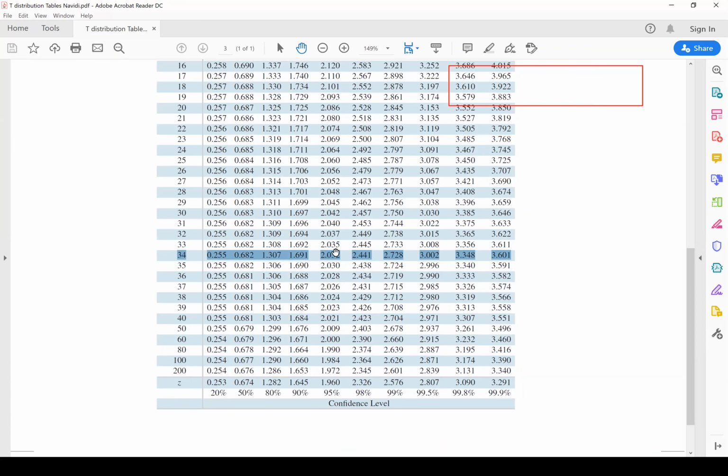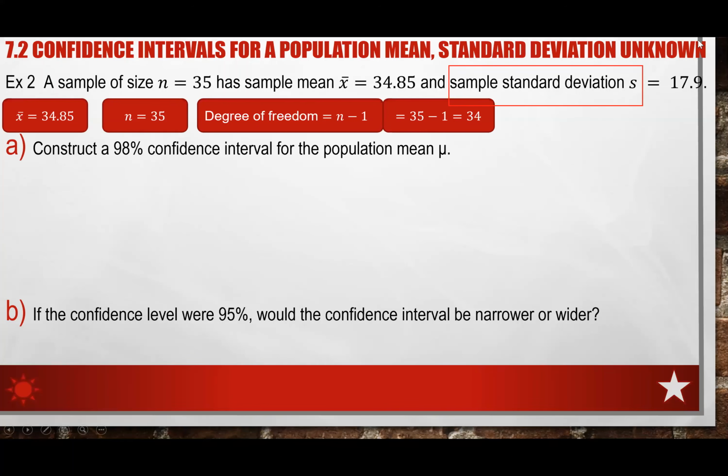That is how you find your T critical value: we need the degree of freedom, and then we need the percentage. Is it 95 or 98? Either 2.032 or 2.441. It depends on 98, so it's 2.441. So that's what we do to find the critical value. The sample standard deviation keyword tells you to use the T distribution.